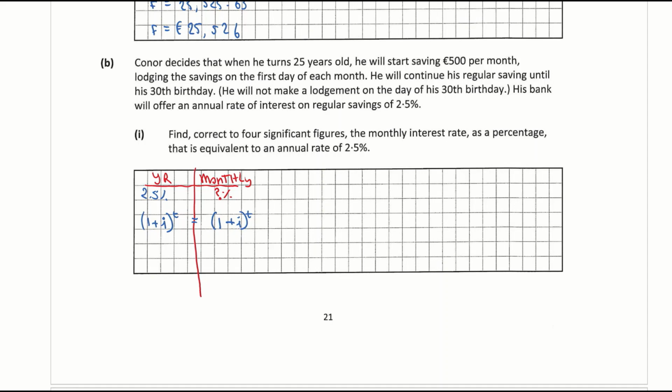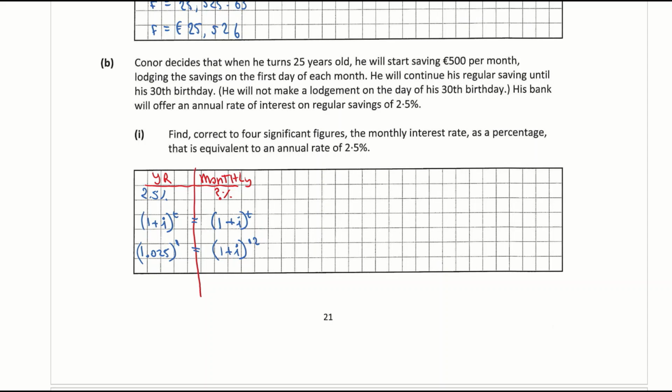If we fill that in for the year, it would be 1.025. That's the interest rate per year, and the power there would be 1 because it's 1 year. But coming over to the equivalent monthly rate, it's 1 plus i, and i is what you're trying to solve for here. But the power would be 12 because there'd be 12 installments within 1 year.